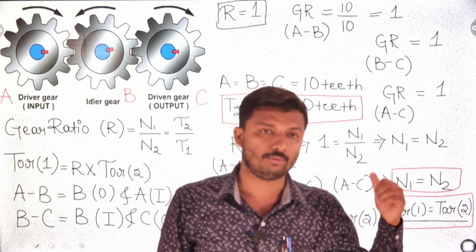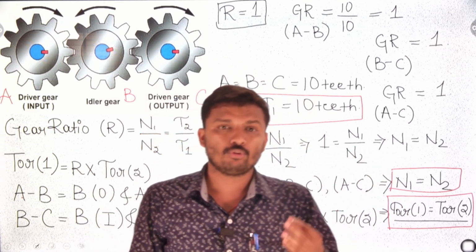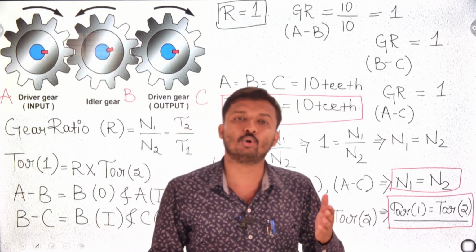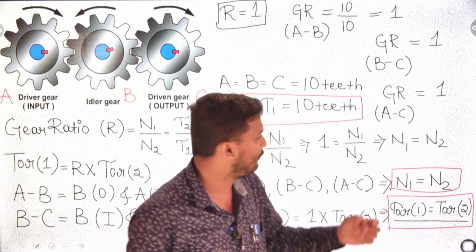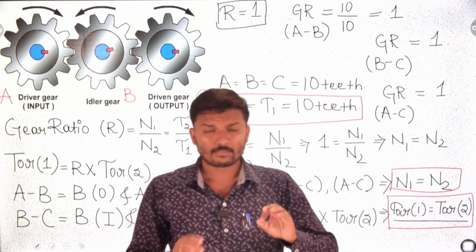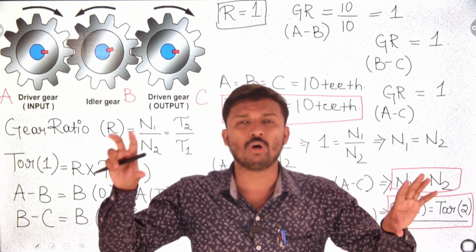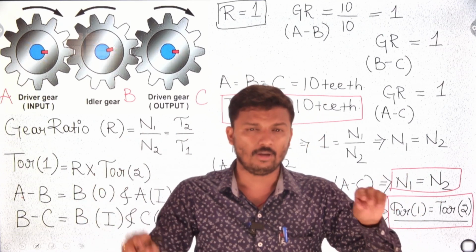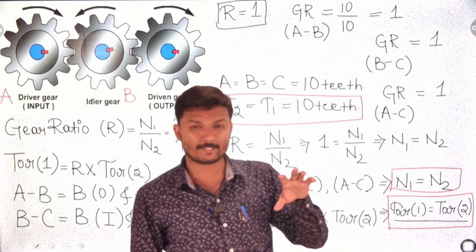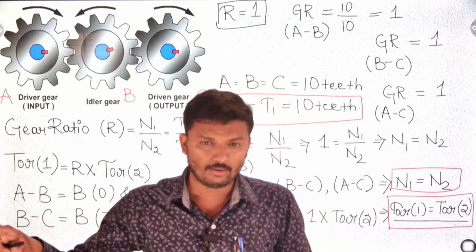That's why I solved this problem: if the size of the gear is equal, what will happen? It will be incorporated in the automobile. If the teeth size is equal, the speed will be equal. Speed equal means the input speed is always equal to the output speed. Another thing: the torque will be equal. The power transmitted at the input is equal to the power at the output.